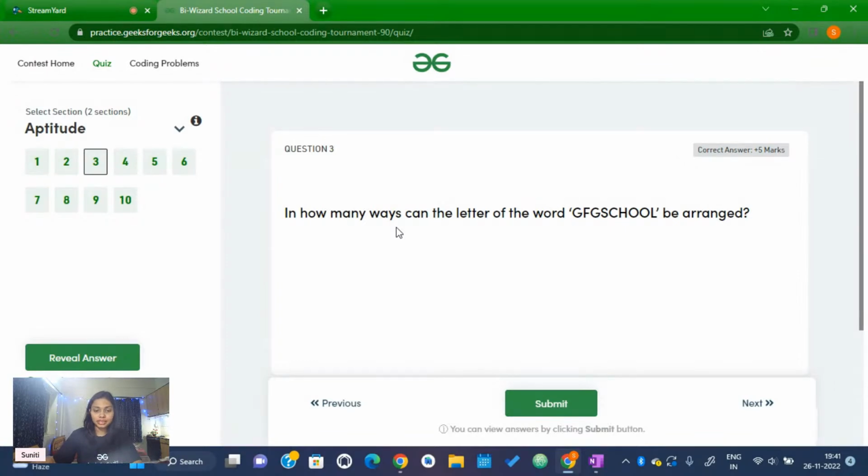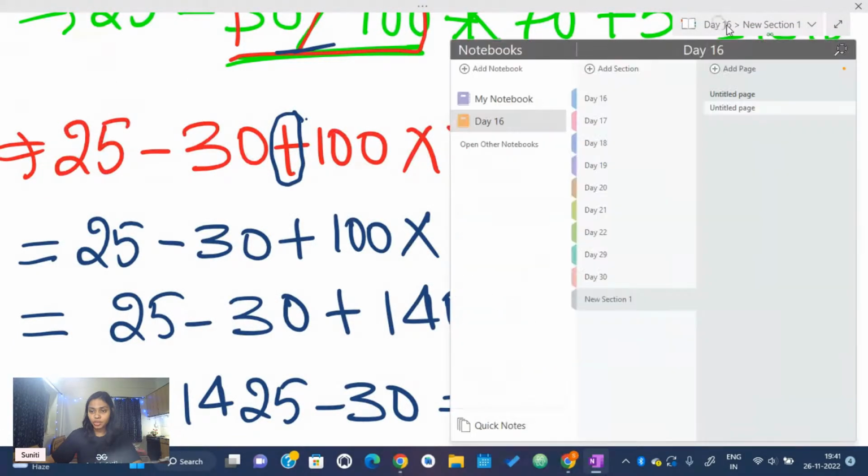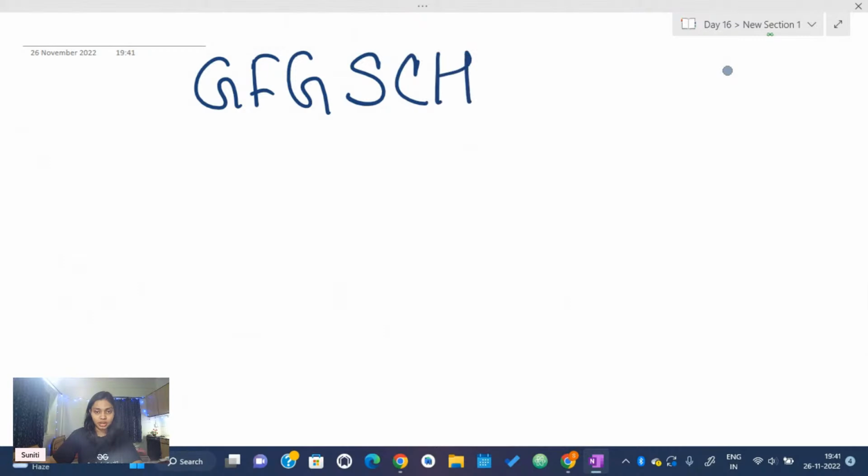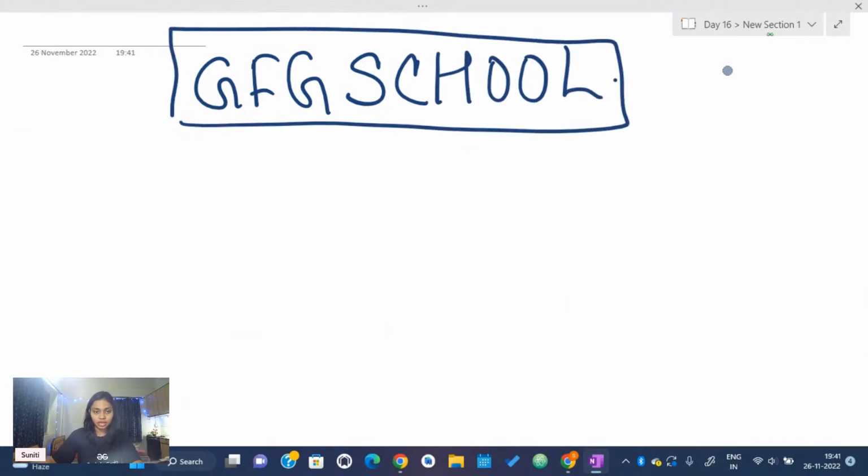It says: in how many ways can the letters of the word GFG SCHOOL be arranged? So this is a permutation question. The letters given to us are GFG SCHOOL. Now see the number of arrangements that we can have.